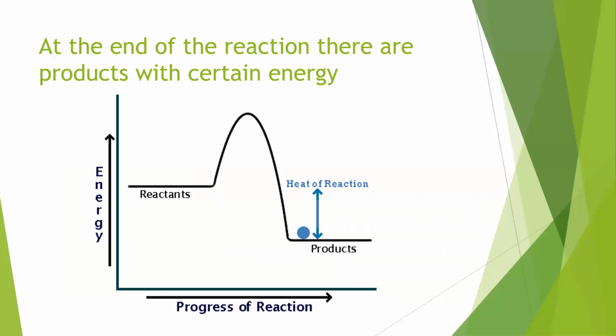So we said at the beginning there are reactants with a certain energy. At the end, there are products with a certain energy. And what we call the heat of reaction is the difference between our reactants and our products. That's how much heat was put off by or retained by the reaction. So whatever these values are, subtracted from each other, we end up with this heat of reaction.